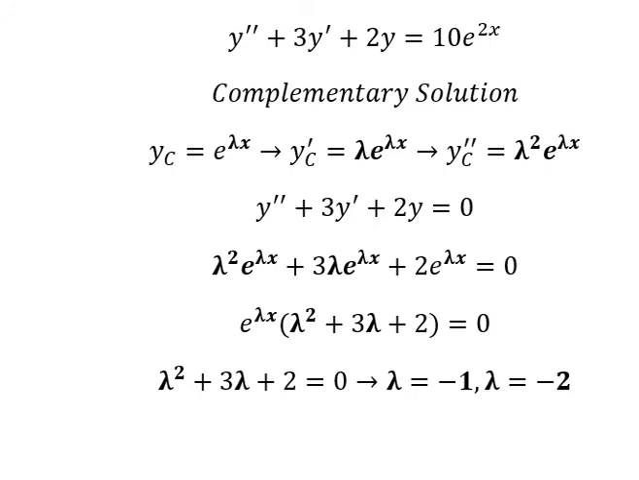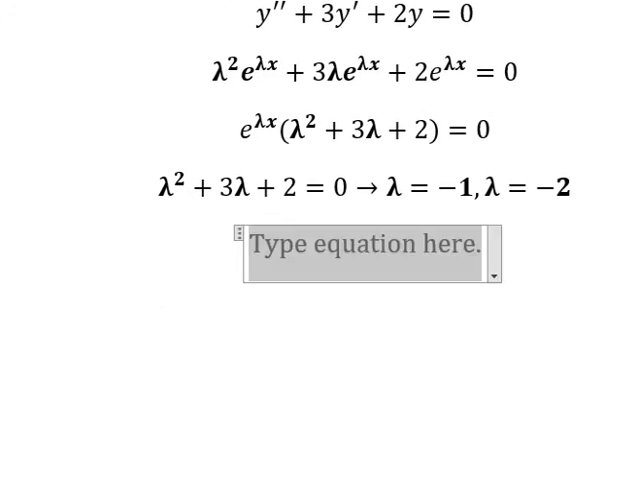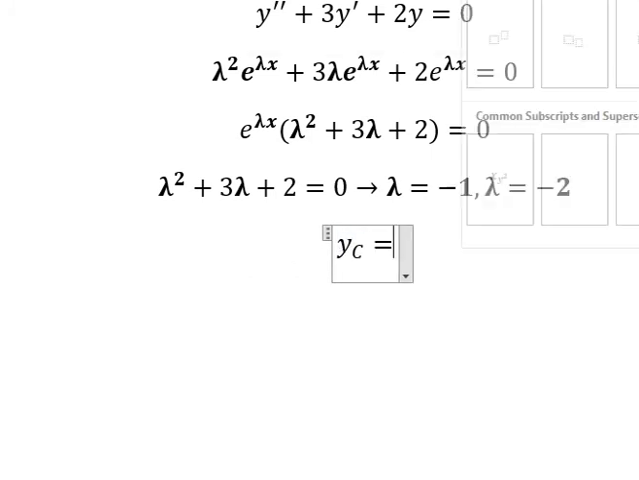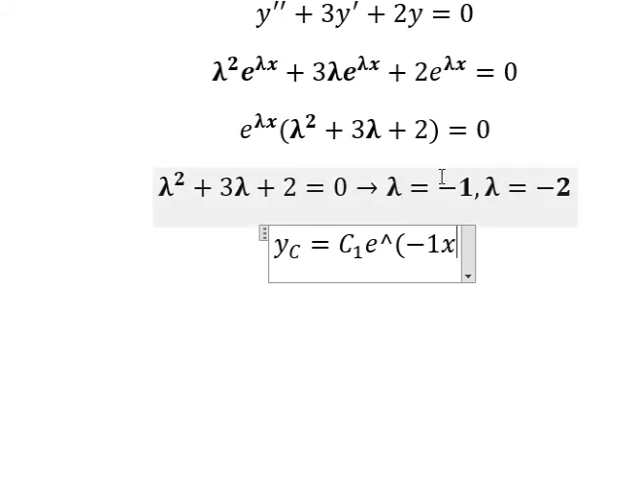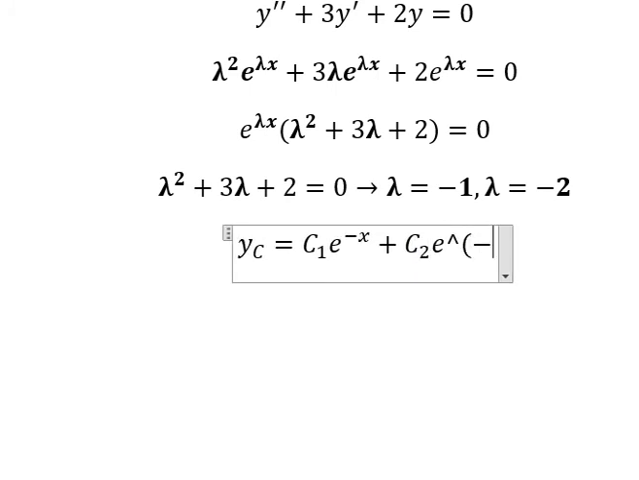So we have yc equals c1, that is constant number 1, e to the power of negative 1 s. That is from lambda, so we change lambda into negative 1. That's why we have this one, and I will put negative s. And we have c2, e to the power of negative 2s.